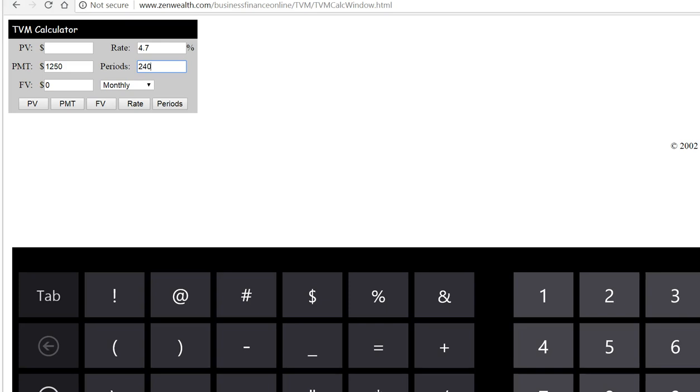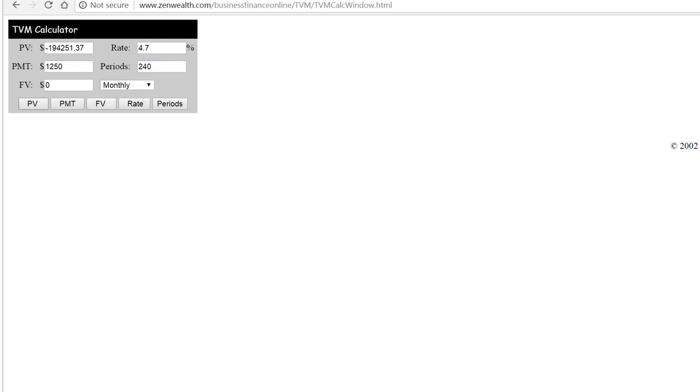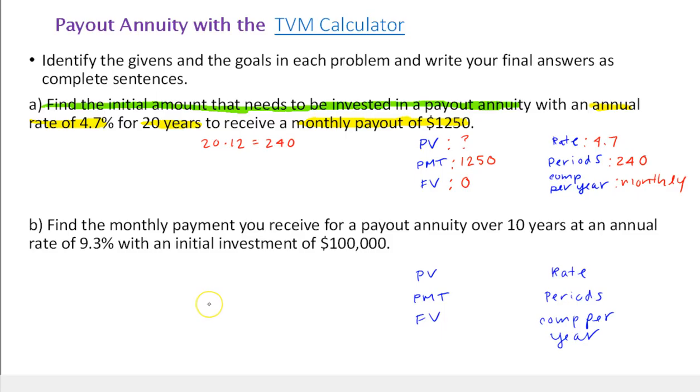Okay. So now we wanted the initial amount we should invest, which is the present value, and I'm going to click that button. Okay. And notice this says $194,251.37. Notice that it's negative, and the reason it's negative is because that's what you would pay out at the beginning.